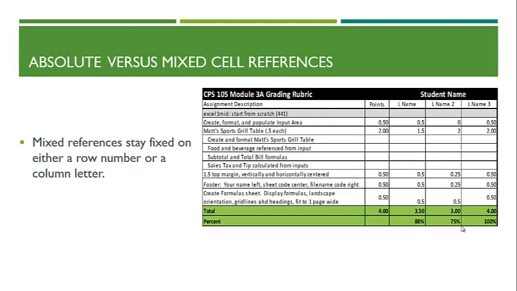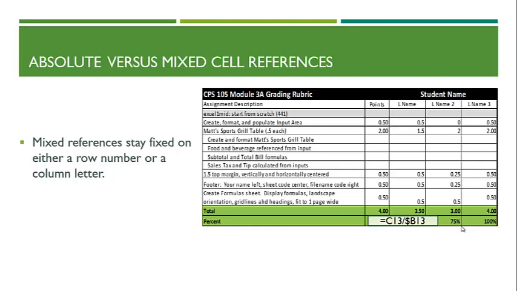Experienced Excel users may already be questioning me on the use of an absolute reference on cell B13. That's because I really only need the column to stay fixed because I'm not changing rows when I drag. You are absolutely correct. That's called a mixed reference, when either just the row or column stays fixed. Here's how that would look in my grading rubric. My formula is equals C13 divided by $B13.